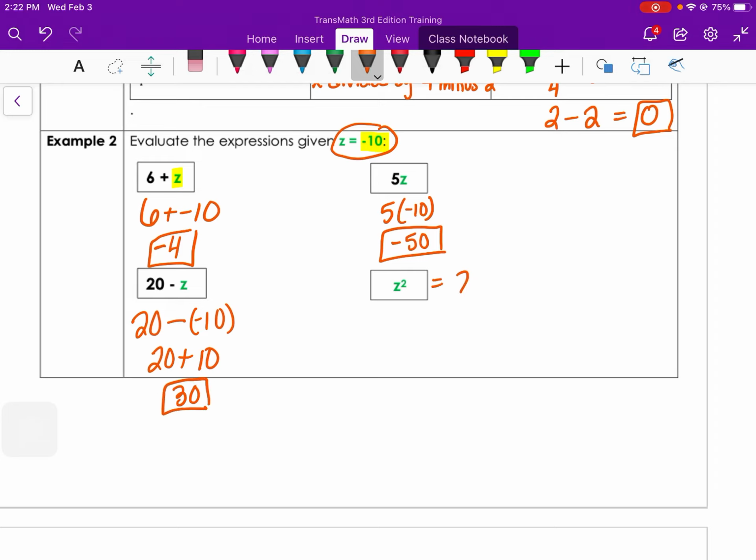And then z squared means z times z. So this would be replacing the z with a -10 would be -10 squared, which would mean -10 times -10. Negative times a negative is a positive. 10 times 10 is 100, so positive 100.